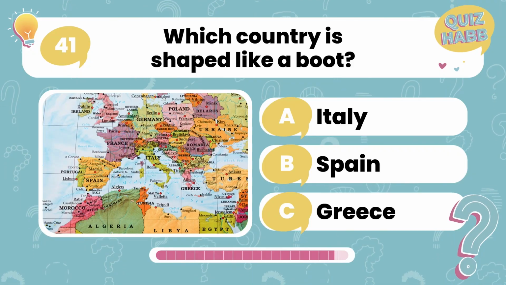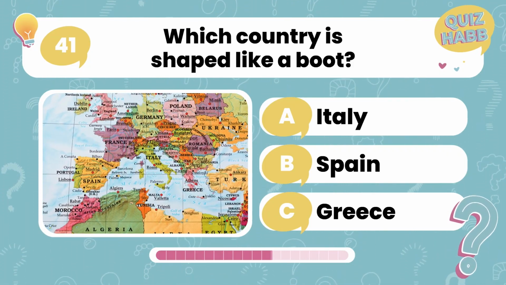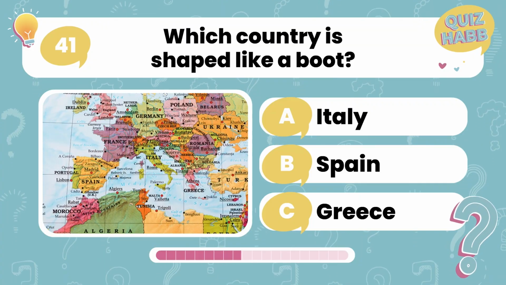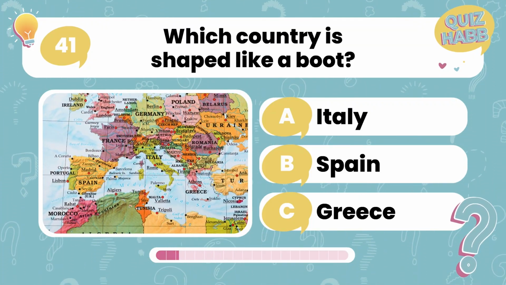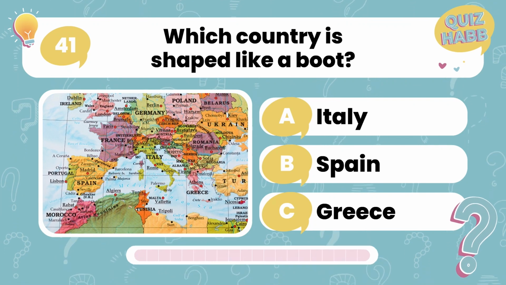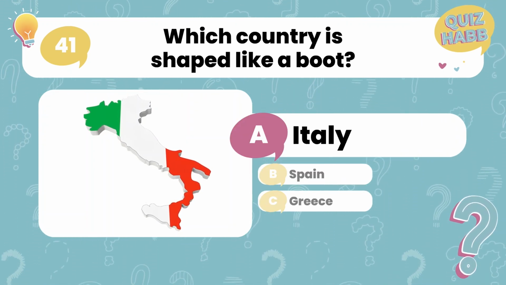Which country is shaped like a boot? A. Italy, B. Spain, C. Greece. Correct answer, Italy. Its peninsula resembles a high-heeled boot.